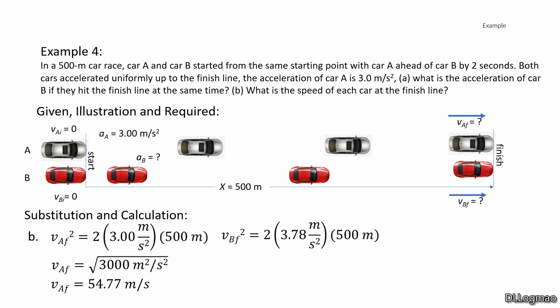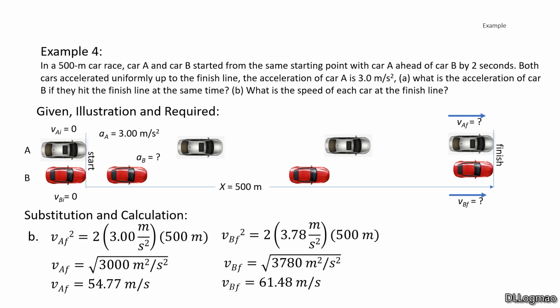the square root of the product of 2 times 3.78 meters per second squared and 500 meters, which is the square root of 3,780 meters squared per second squared. The final velocity of car B is 61.48 meters per second.